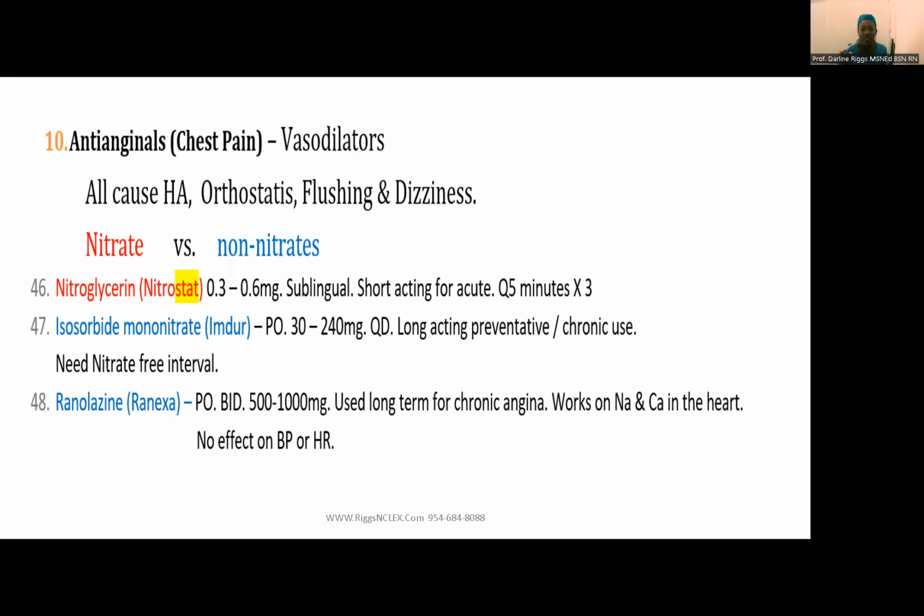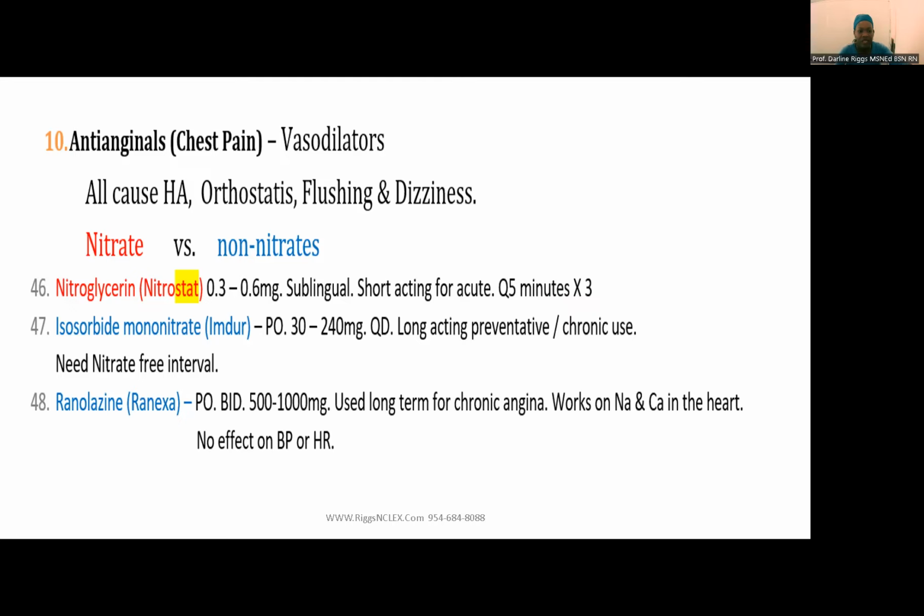There's nitrates and there's non-nitrates. We've talked about the nitrates, so this is recap, right? We talked about your sublinguals, the 5-minute, 3 doses, and then you better be in the ER. Okay, we talked about your long-acting nitrates, isosorbide dinitrate and mononitrate. We talked about those. So this is recap. These are for preventative, long-term.